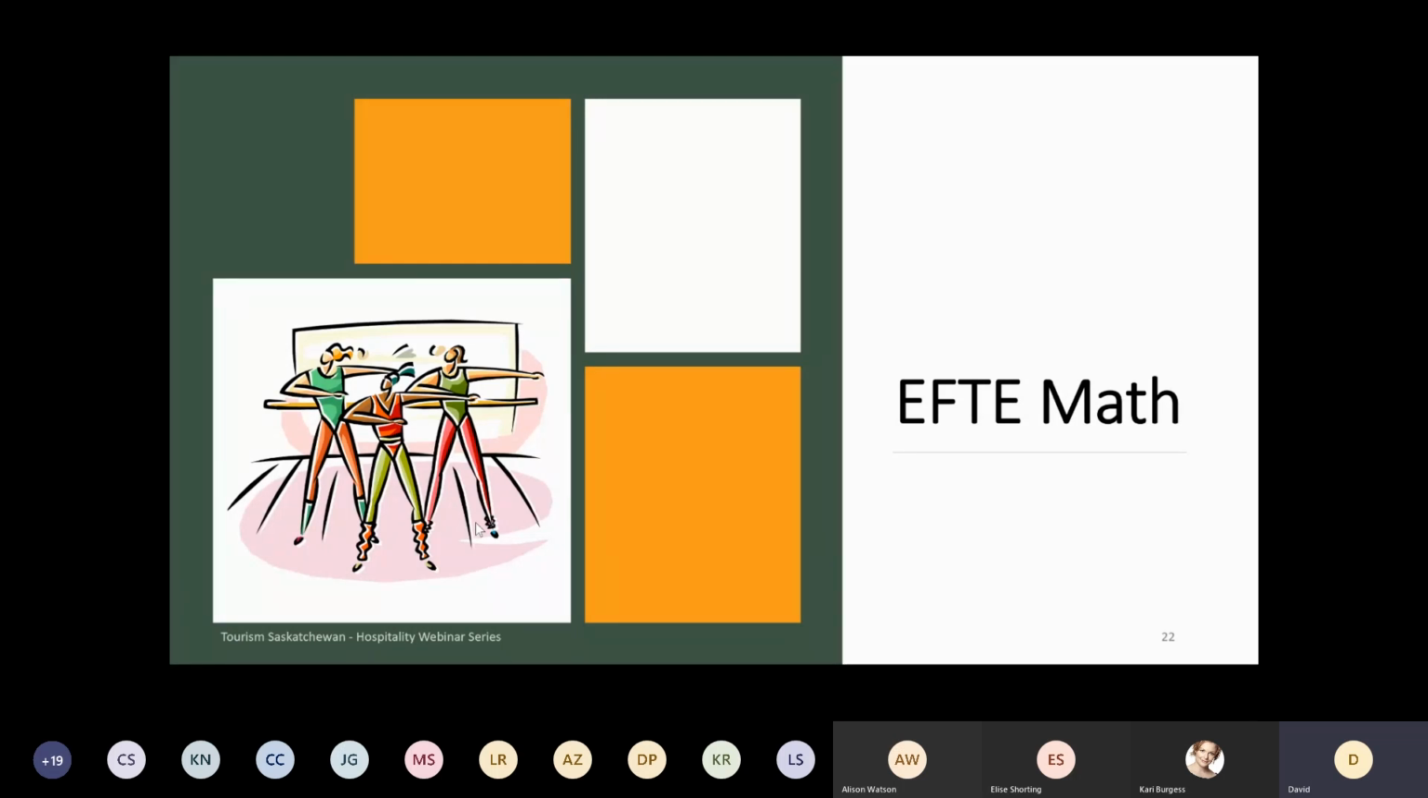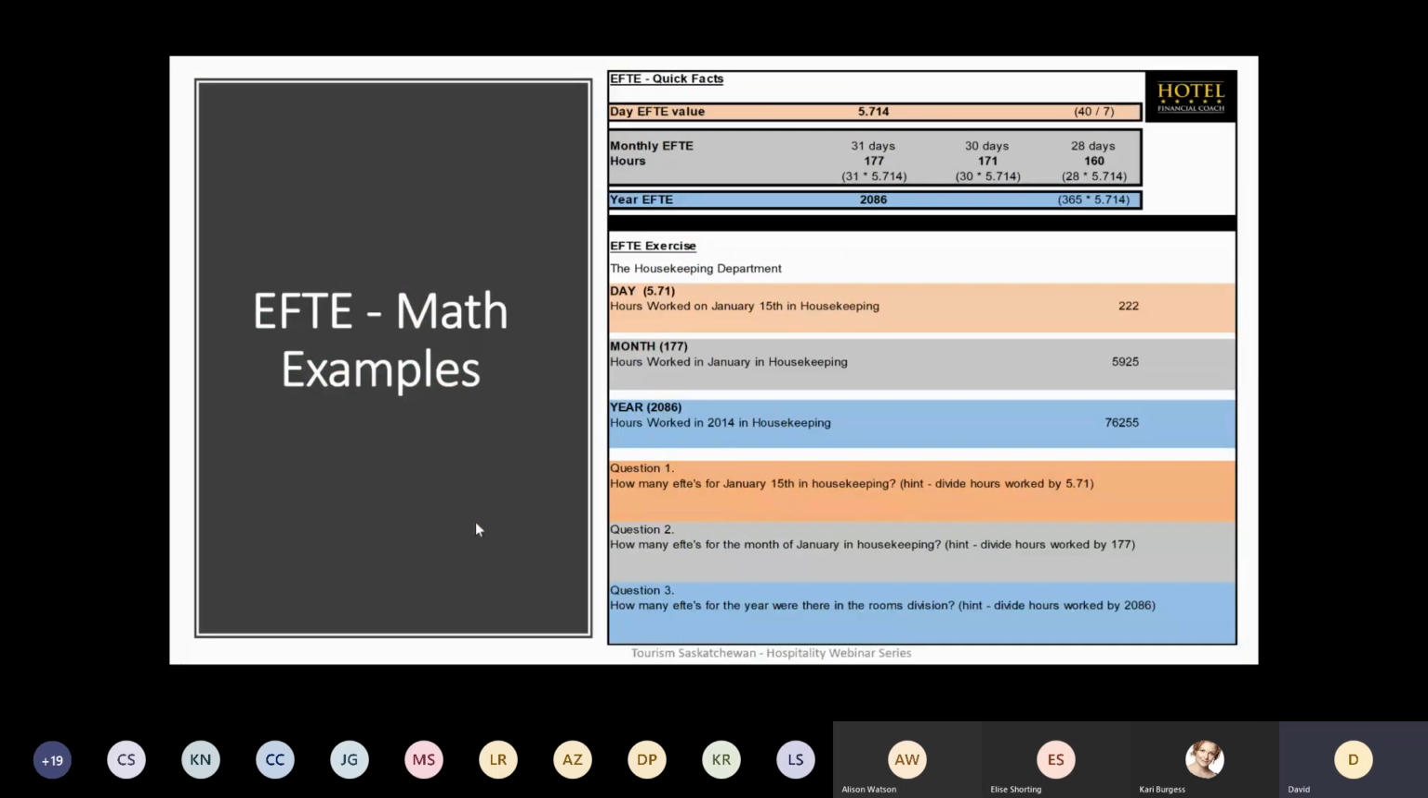Okay, EFTE math. All of you have that piece of paper, and it looks exactly like this. Across the top we have those magic numbers I was telling you about: EFTE day value, EFTE monthly value, depending on the number of days in the month, and the annual EFTE value. Those are our key three numbers. In this case, we are going to lay out the scenario. It's the housekeeping department. On January 15th, the housekeeping department worked 222 hours. For the entire month of January, they worked 5,925 hours. For the entire year of 2014, I must update this, they worked 76,000 hours.